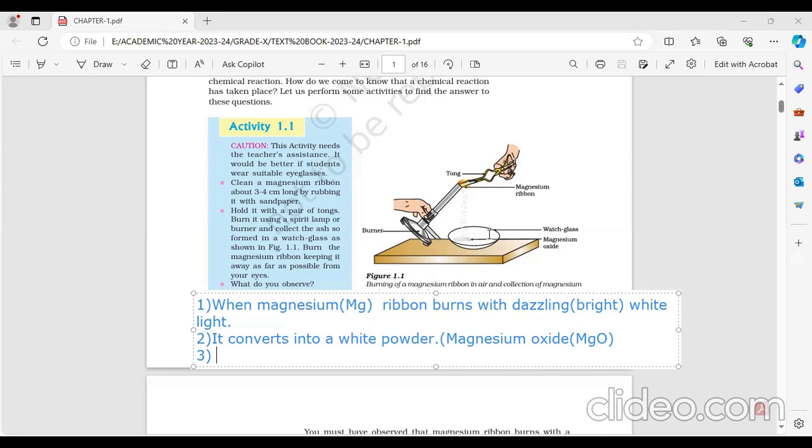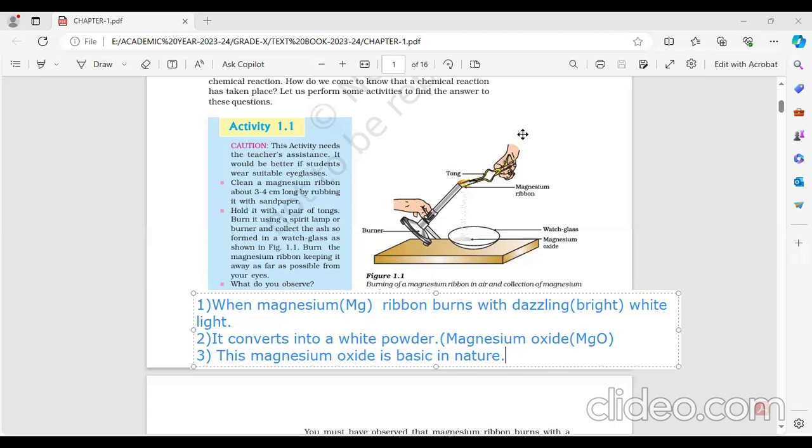So actually, this magnesium oxide is basic in nature. So how come we do? Because we are doing the activity. So watch the video, then you'll understand. Okay, so magnesium oxide powder is basic in nature.